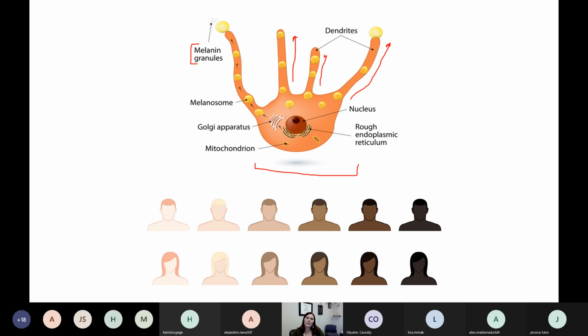See, melanin is really good at absorbing UV radiation. UV radiation likes to damage your DNA. So we don't want that happening. We're going to use melanin like an umbrella over the DNA of all your different cells.